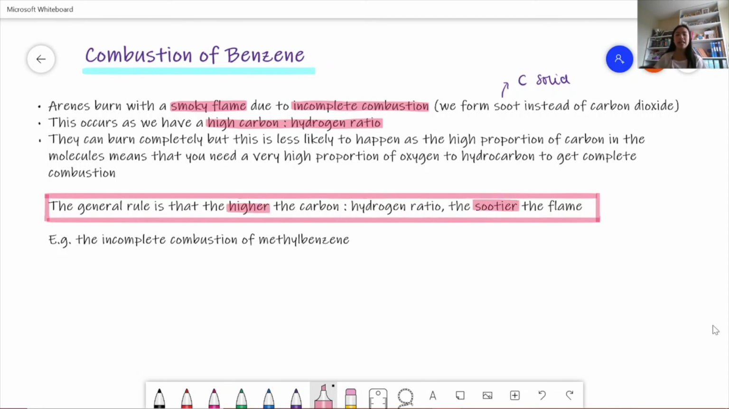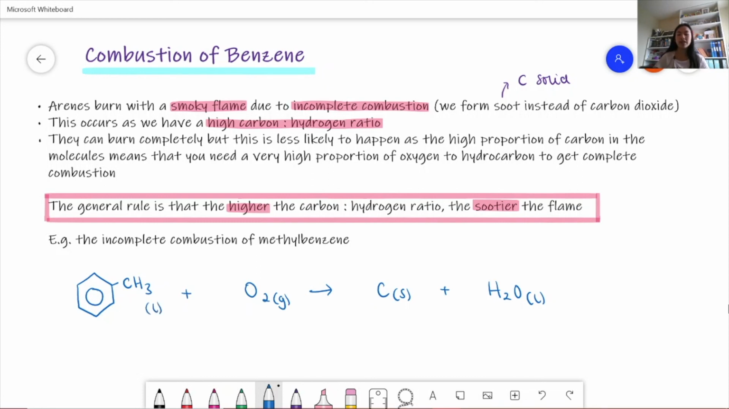And so now we're going to look at an example of balancing an equation. So we've got the incomplete combustion of methyl benzene. So methyl benzene is just benzene with a methyl group. So we have a methyl here, and then we're going to add on some oxygen, and what we're going to form is carbon solid and also some water. And this oxygen will be a gas, and this will probably be a liquid. And then what we do is we just balance it.